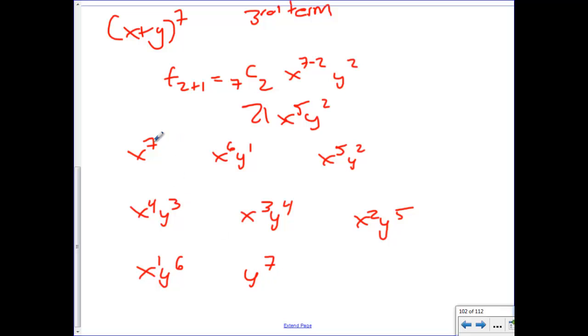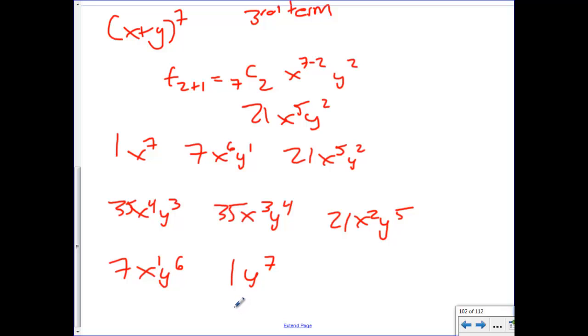And then all I have to do is figure out the numbers that go in front. This guy is going to be 7 choose 0, which is 1. This guy is going to be 7 choose 1, which will be 7. I need your help with the rest. This guy will be 7 choose 2. This guy will be 7 choose 3. 7 choose 4. Okay, at some point it's symmetrical. So then 7 choose 5 is probably 21 again. 7 choose 6 is back to 7. And 7 choose 7 is back to 1.